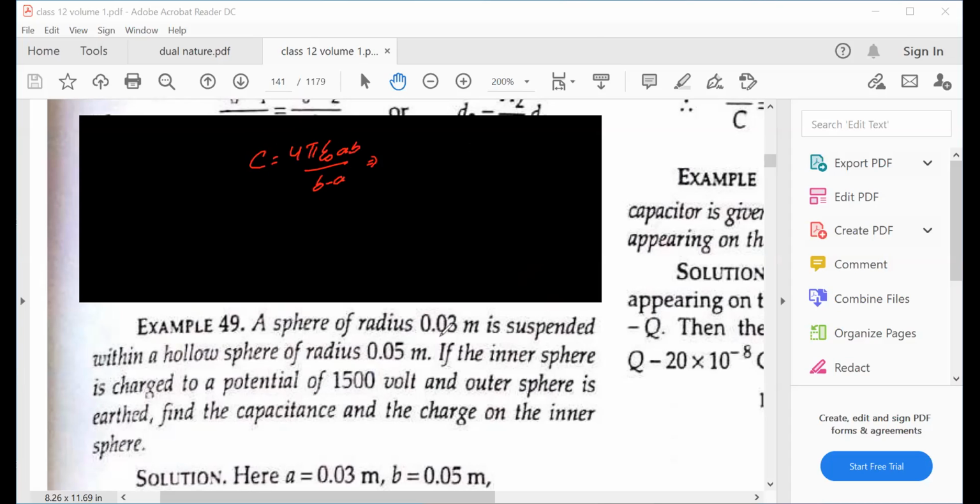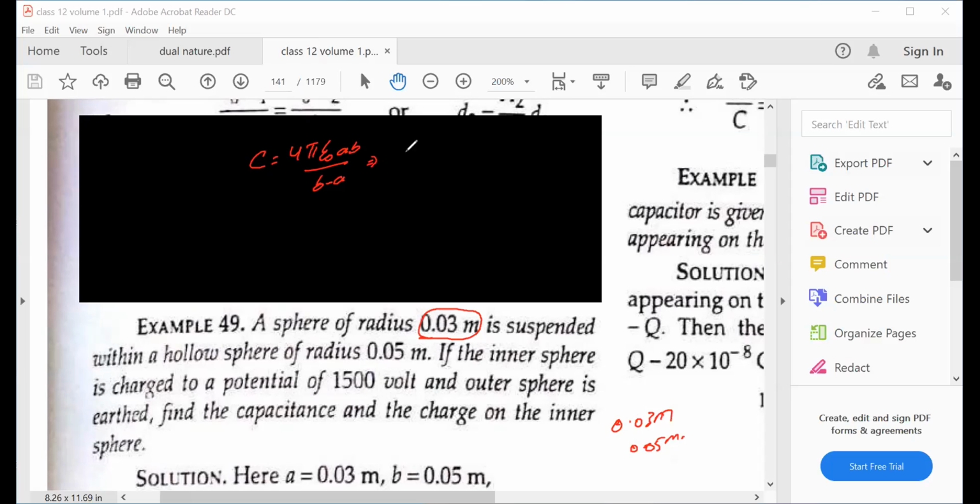Let's see. A is your 0.03 meters, which is the lesser, and B is your greater. So from this relation, we can say A is equal to 0.03 meters, and B is equal to 0.05 meters. The epsilon r value is known, everything is known. Just substitute.